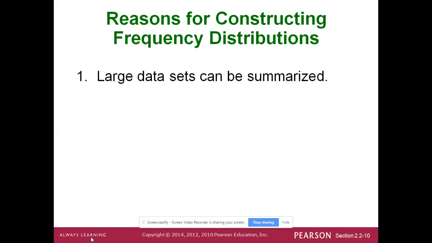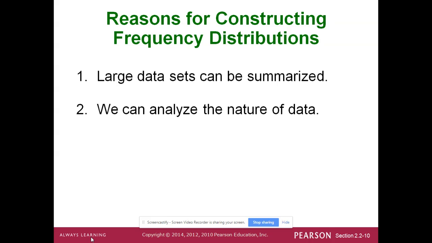All right. Reasons for constructing those frequency distributions. Why the heck do we need them? Large data sets are easily summarized with frequency distributions. So you've got a ton of data. Instead of looking at each piece individually, it's better to group them together in some way. Those classes and the frequency of falling within a class make the data a little bit more manageable. Okay, so large data sets can be summarized.